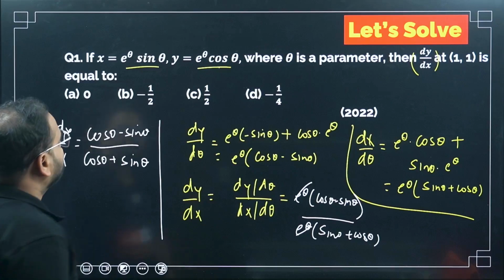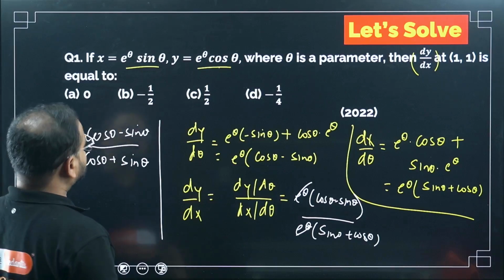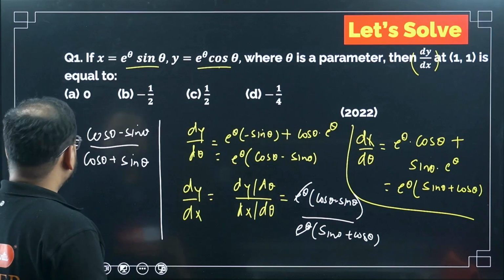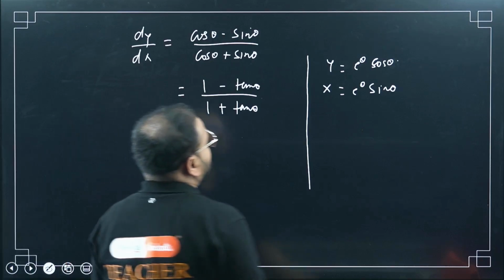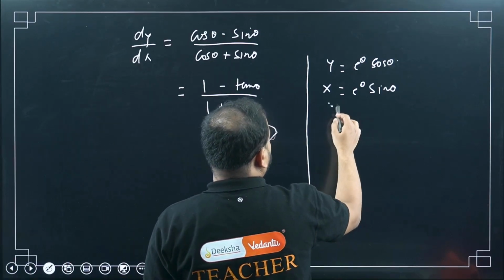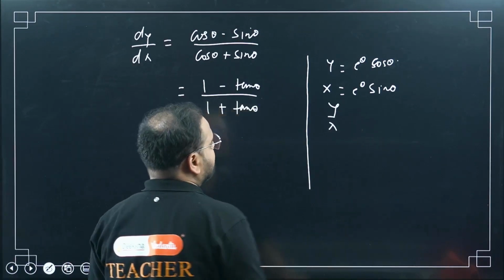Please have a look. What is this? y is e^theta cos theta, and this is e^theta sin theta. All right. Do one thing. Just take their division. Take y by x. How much is that? y by x will be what?